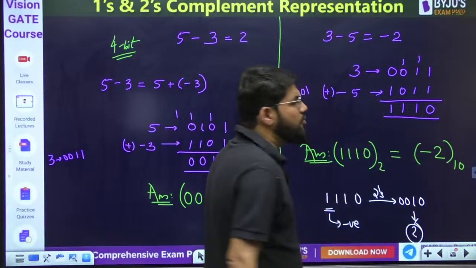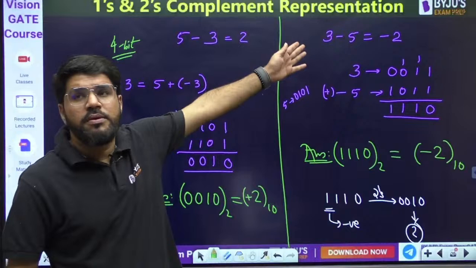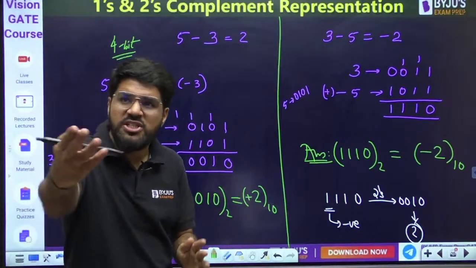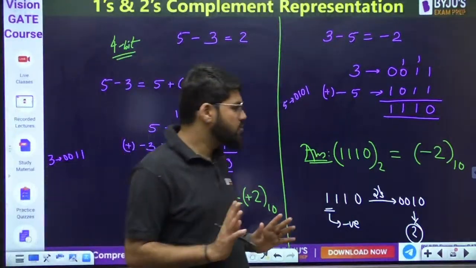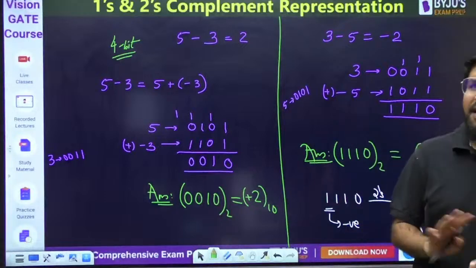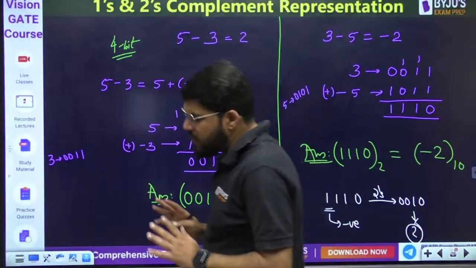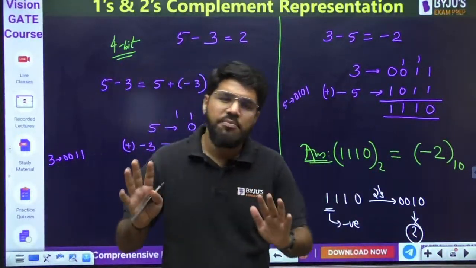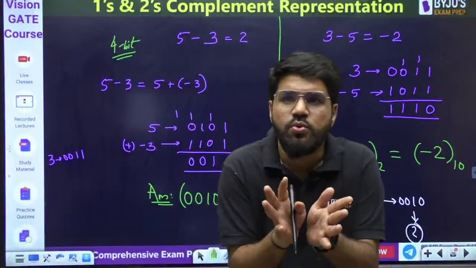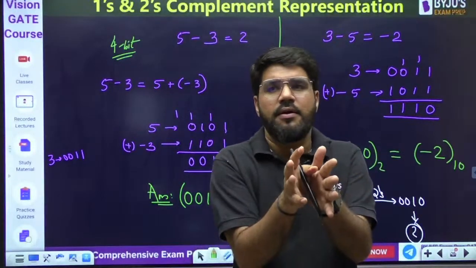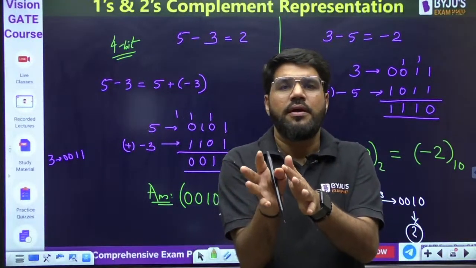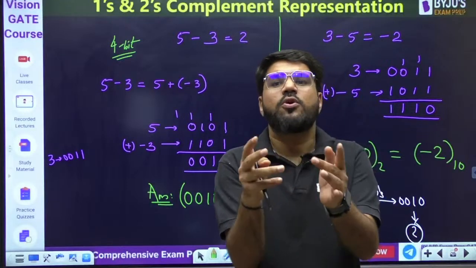What is the decimal value? Minus 2. The same thing is required by human beings also: 3 minus 5 is minus 2. The machine is also giving you the same answer. The calculator is also giving you the same answer. That means subtraction in 2's complement is very simple. It can be handled with addition. What you have to do is just store the negative number in the 2's complement form.